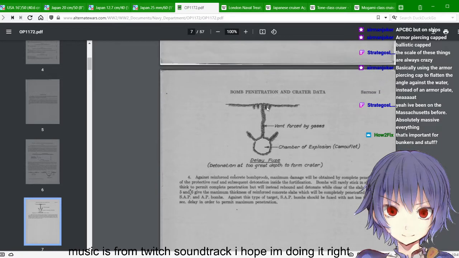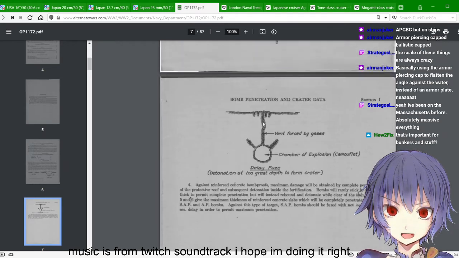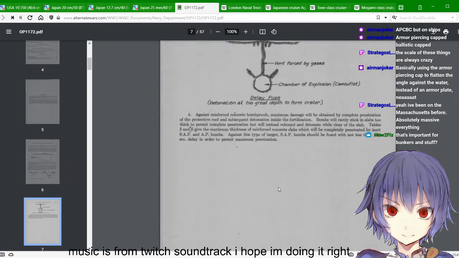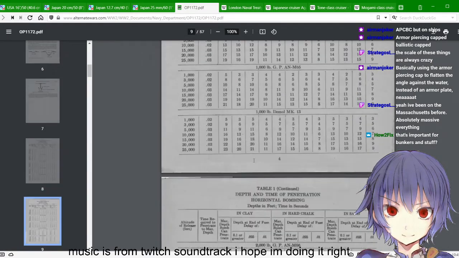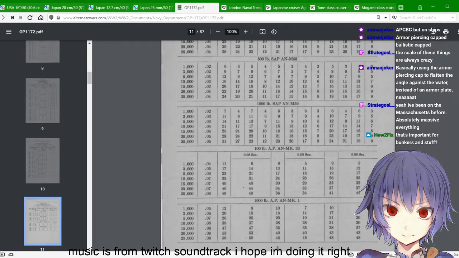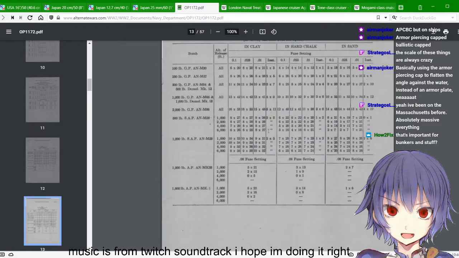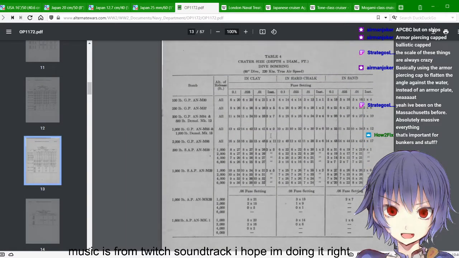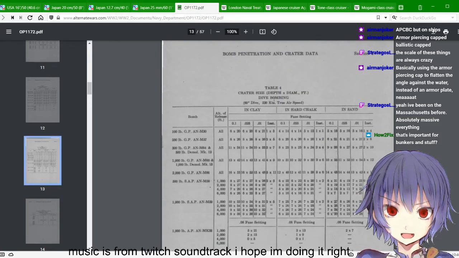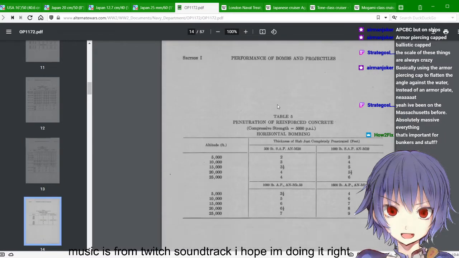However, it does have a diagram of, well, something. The diagram reminds me of something that we will not say. It's got all these tables. Got all the bombs and all the shells, all their variants, and crater size. It includes crater size in different types of sediment at certain dive angles and speed from the aircraft.